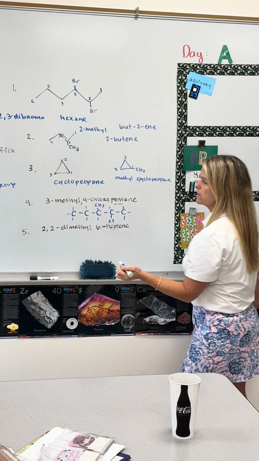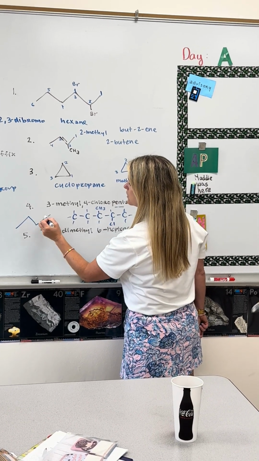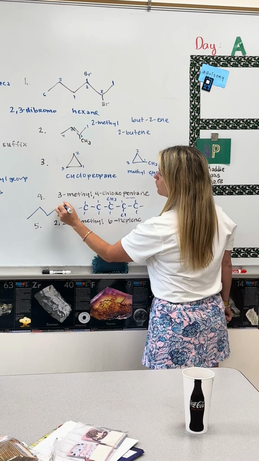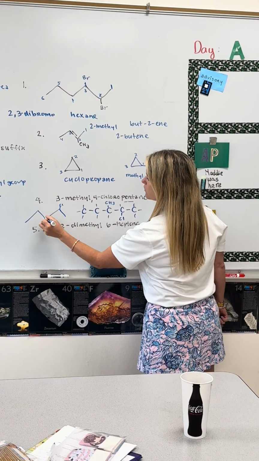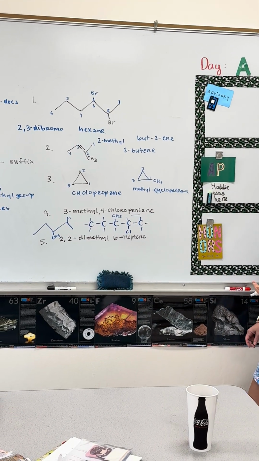If I wanted to draw that skeletal wise, I would go like this. I'd say 1, 2, 3, 4, 5, like that. And then I'd have a 4-chloro and a 3-methyl, like that. So that's quicker to draw, yes. It just depends on your preference.